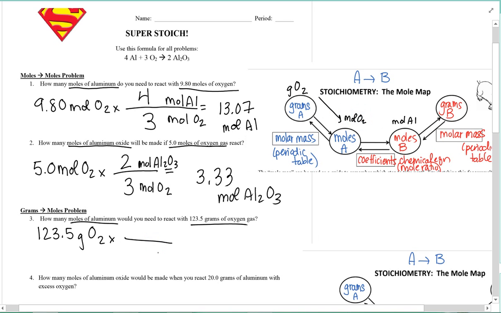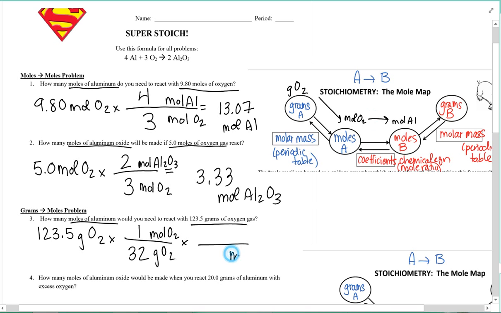So the unit that I have, grams of O2, is going to go on the bottom. The unit that I want, moles of O2, goes on the top. And the way that I find this conversion is I look at the periodic table for the molar mass of O2. If you look on the periodic table, 1 mole of O2 weighs 32 grams. That's because there's a 2 here, so I have to add up the masses of 2 oxygens. That's where the 32 comes from. All right, so now I'm at moles of O2. My next step is to go from moles of O2 to moles aluminum.